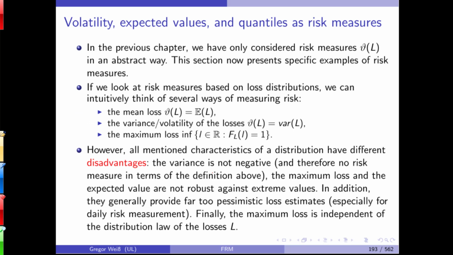Let's start with volatility. Volatility is non-negative. Thus, by definition, it is not a proper risk measure according to the Artzner, Delbaen, Eber and Heath definition. Out. The mean loss. The mean loss is very general. Variance, same problem as with the volatility. Maximum loss is far too pessimistic. So we have several disadvantages too. The mean return, the mean loss, the variance, standard deviation, and so on.